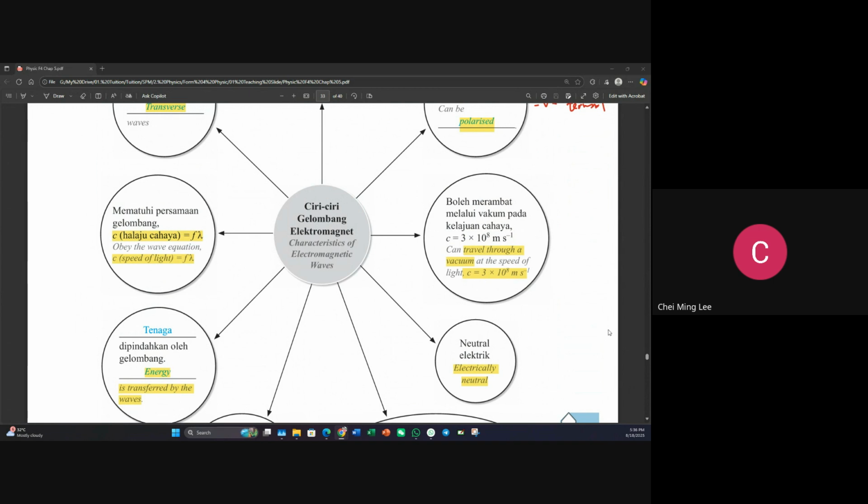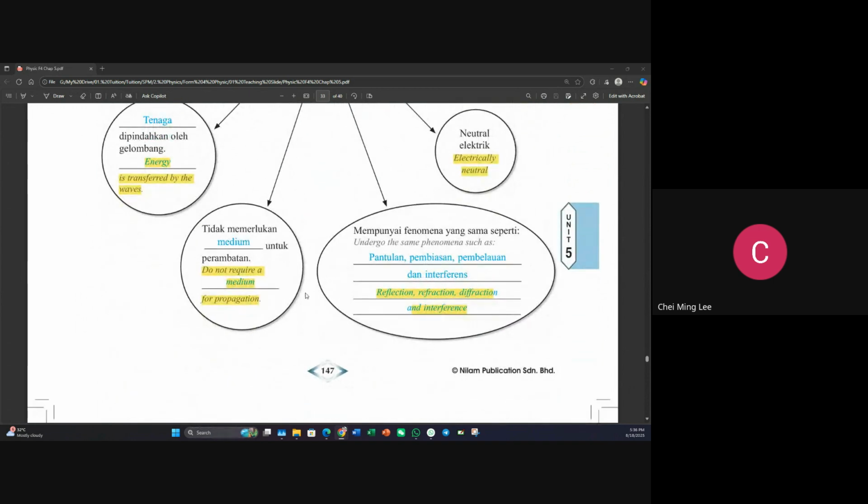Done? And then now it does not require a medium for propagation because it can pass through the vacuum, and it undergoes phenomena like reflection, refraction, diffraction, and interference.